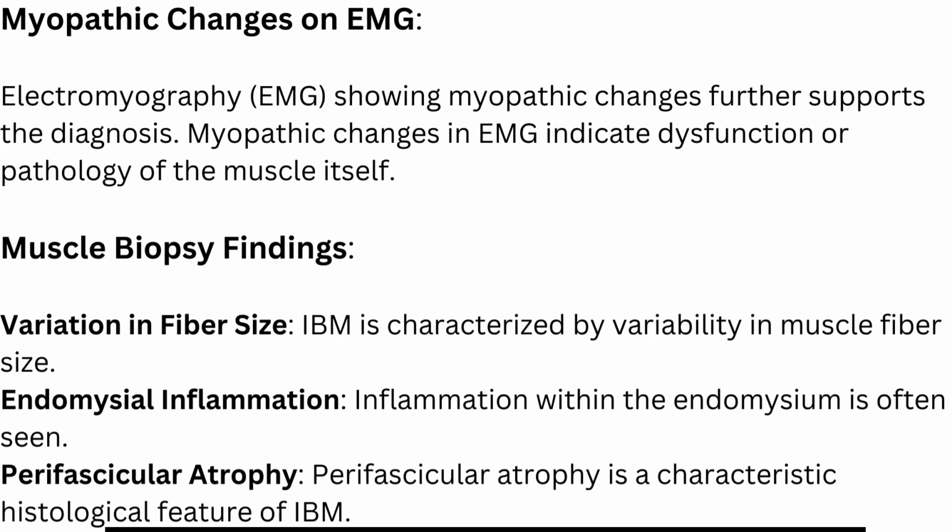Muscle biopsy findings. Variation in fiber size. IBM is characterized by variability in muscle fiber size. Endomysial inflammation. Inflammation within the endomysium is often seen. Perifascicular atrophy. Perifascicular atrophy is a characteristic histological feature of IBM.